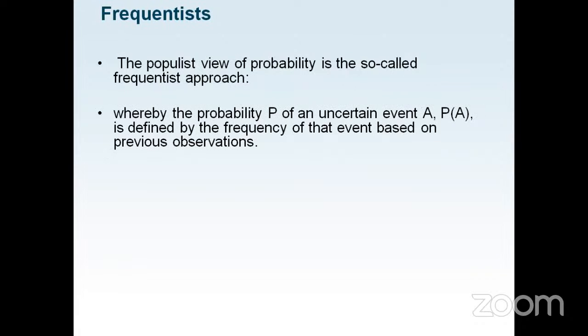Frequency, that is the probabilistic view of probability, is the so-called frequentist approach, where the probability P of an uncertain event, that is A, which is denoted P(A), is defined by the frequency of that event based on previous observation. It is that probability we are calculating based on what we have seen previously.